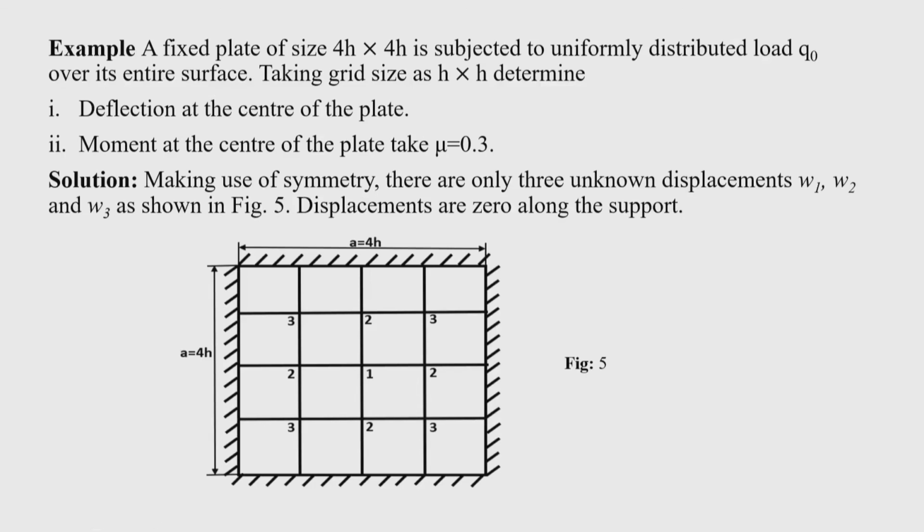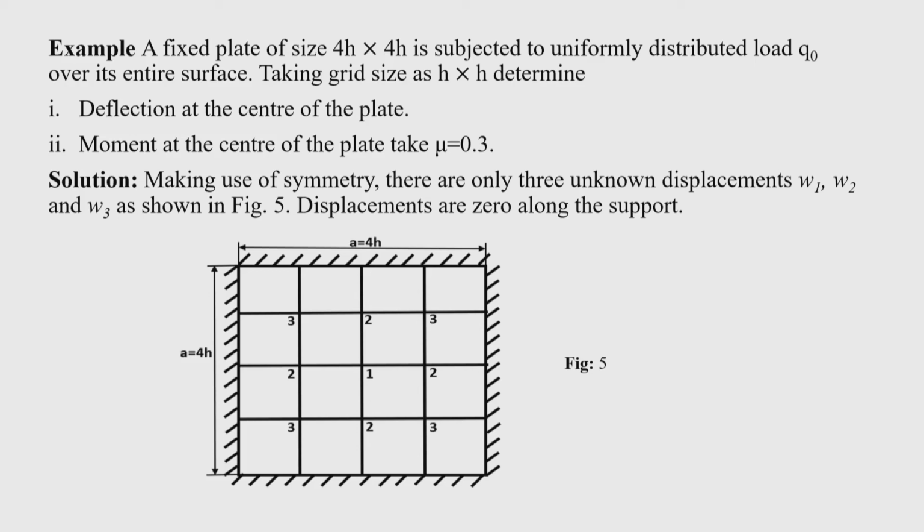Now, let us illustrate a problem of a rectangular plate that has to be solved by the finite difference method, fixed along the boundaries. For simplicity, I have taken equal grid size and a square plate for illustration purposes, but it is not mandatory. You can take any unequal grid size also.